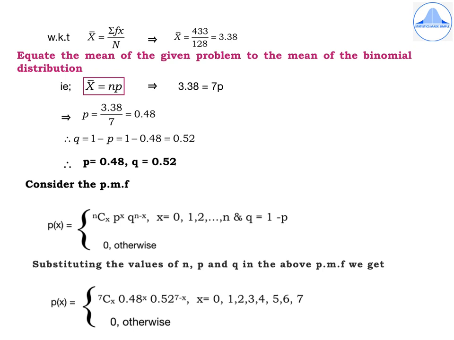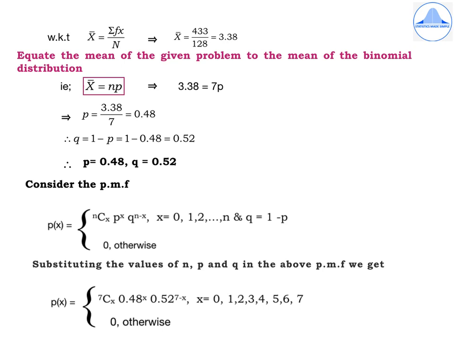Now the next step is we have to equate the mean of the given problem to the mean of the binomial distribution. So I had already discussed in this video previously that the most important formula which we use is X bar is equal to NP. And what is X bar? X bar will be the mean of the given problem and NP will be the mean of the binomial distribution. And this formula should be used only when we don't know what is the parameter P value.